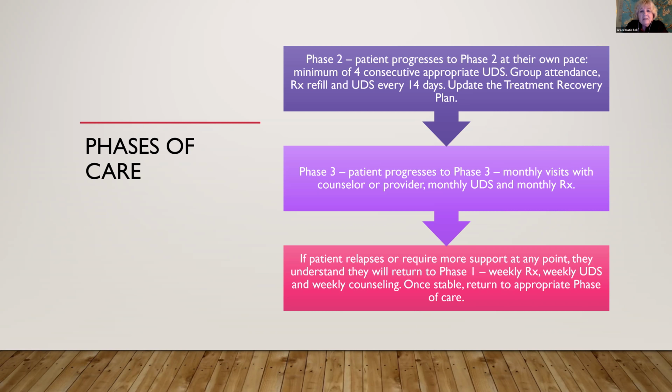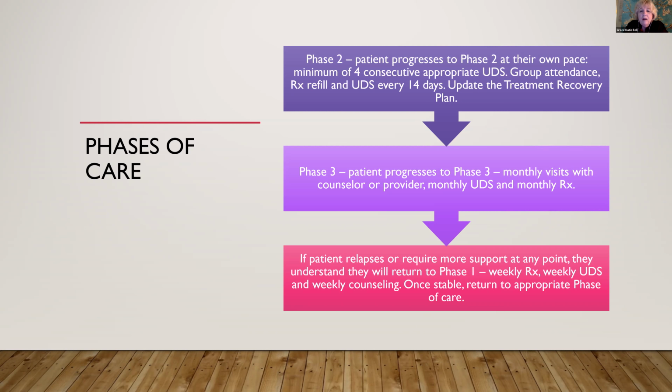Phase two progresses to 2-week visits, 2-week drug screens, 2-week buprenorphine refills. And when a patient moves from phase one to phase two, we meet with them and we update the treatment recovery plan. When a patient moves from phase one to phase two is entirely patient-centered. Our phase one and phase two is what we call a harm reduction and abstinence-directed phase. So if we have patients that are still testing positive for methamphetamines, for example, they will remain in phase one.